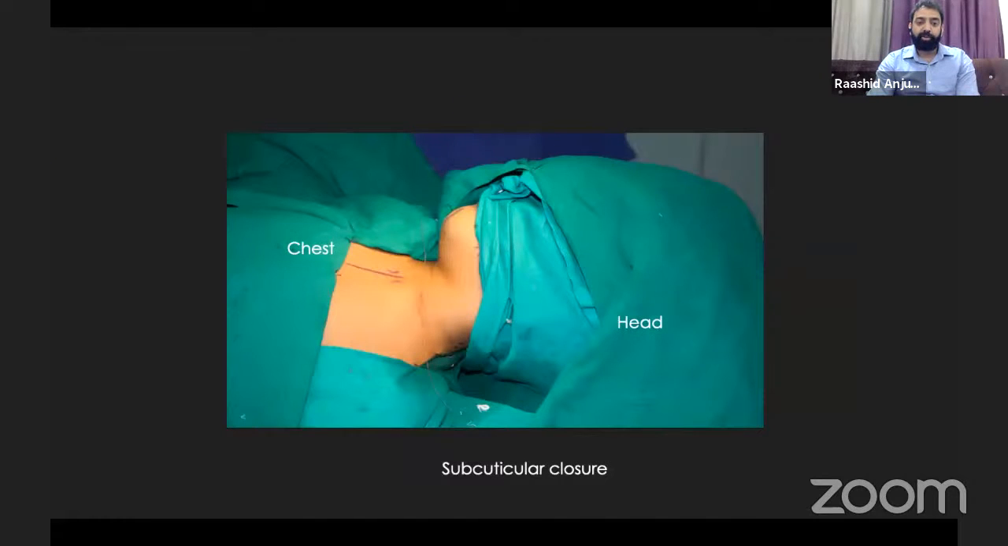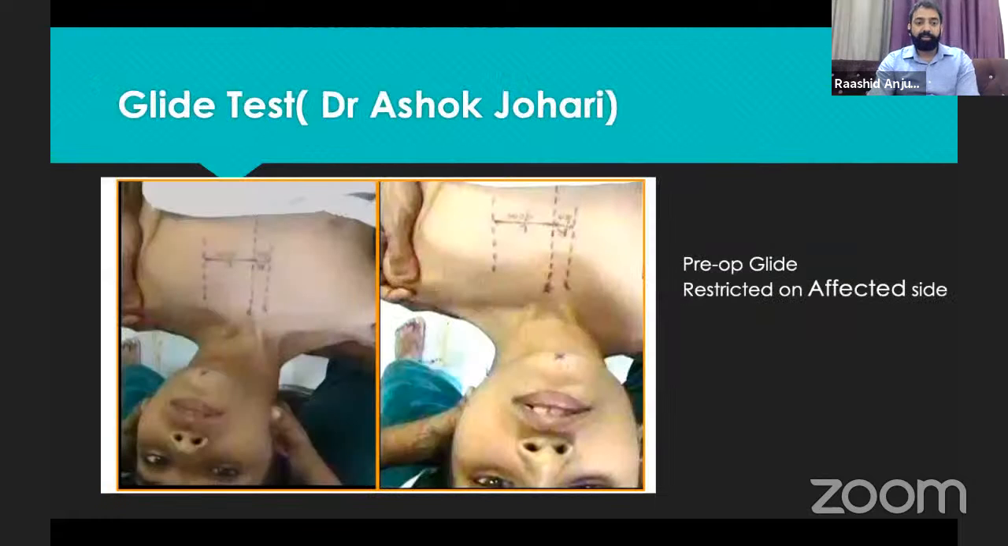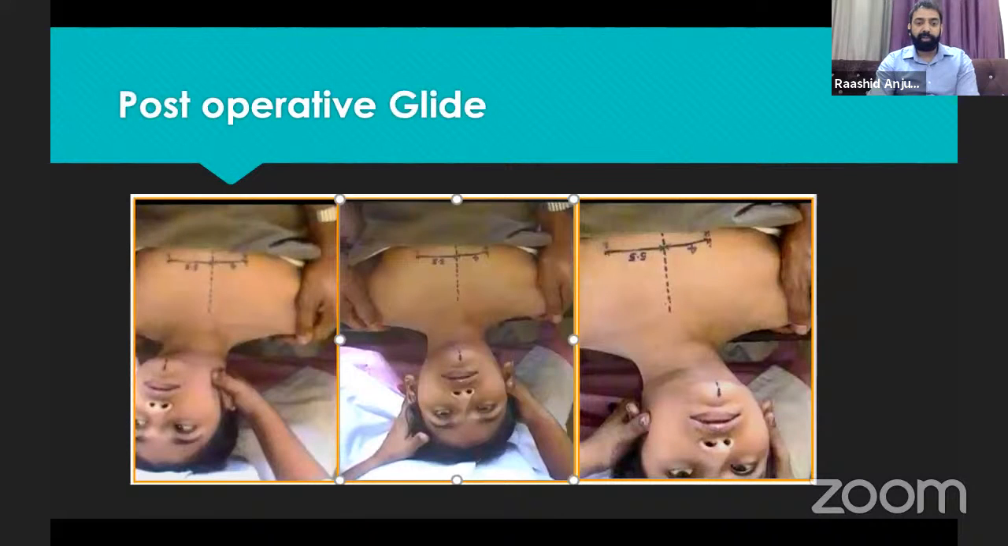Again, this is a subcuticular closure of the final picture. So this is the glide test. If you can see preoperatively on the right-sided image, the glide is limited to only 1.5 centimeters, whereas on the left it's almost more than 5.5 centimeters. So post-operatively, you can compare. You can see the glide on the right side has also improved to 4.5 centimeters.